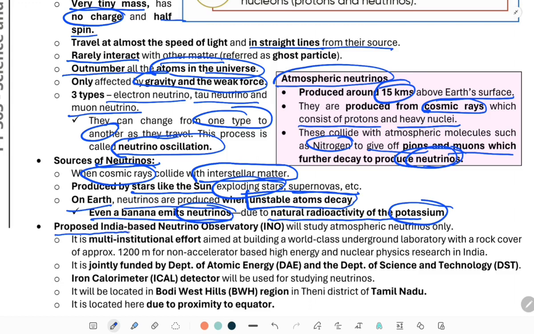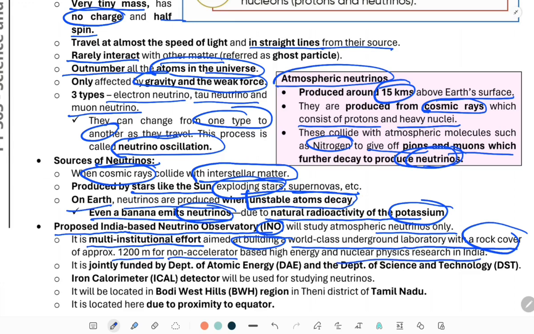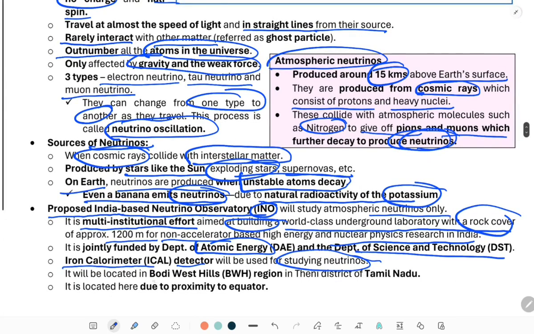The India-based Neutrino Observatory, INO, will study neutrinos. It is a multi-institutional effort aimed at building a world-class underground laboratory with a rock cover of approximately 1200 meters for non-accelerator-based high-energy nuclear physics research in India. It is jointly funded by the Department of Atomic Energy and the Department of Science and Technology. An iron calorimeter detector will be used for studying neutrinos, and it will be located in the Bodi West Hills region in the district of Tamil Nadu. It is located here due to the proximity of the equator.